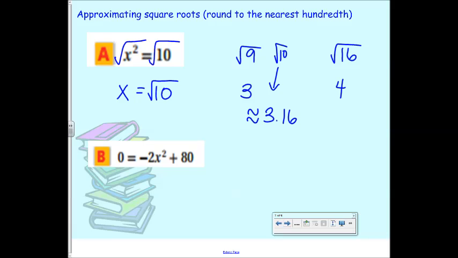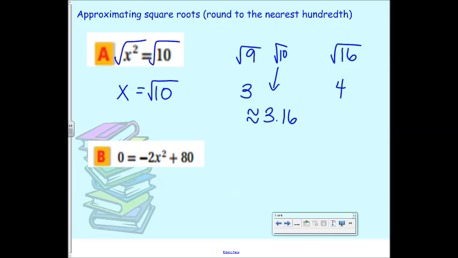Alright, so 3.16. Now you're probably thinking, why do I care? Why can't I just do it on my calculator? And you can. Okay, for the most part you can, except the part on the quiz or test where I say approximate this using your brain. Okay? You can always check it on your calculator, that's fine. But you need to show me which ones it would be between.